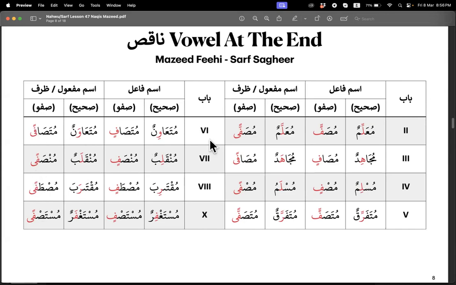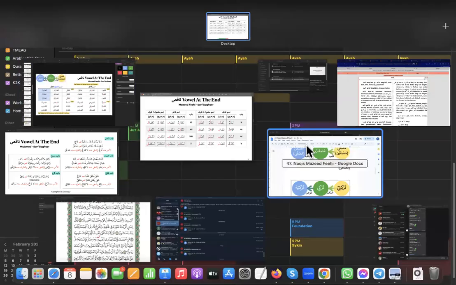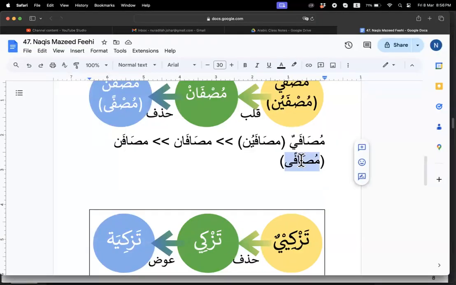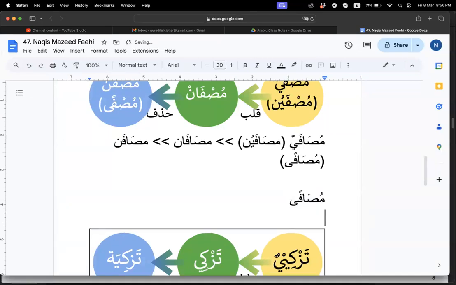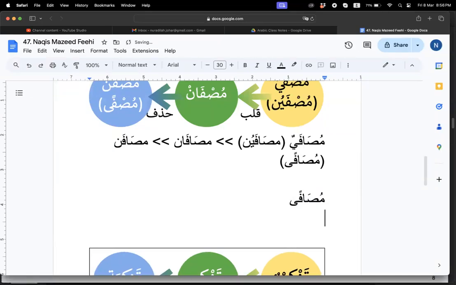So the last thing is the chart, the ism chart for this. So this one is rafa. What about nasab? Think about the word hudan. Nasab is the same. Jar is the same.